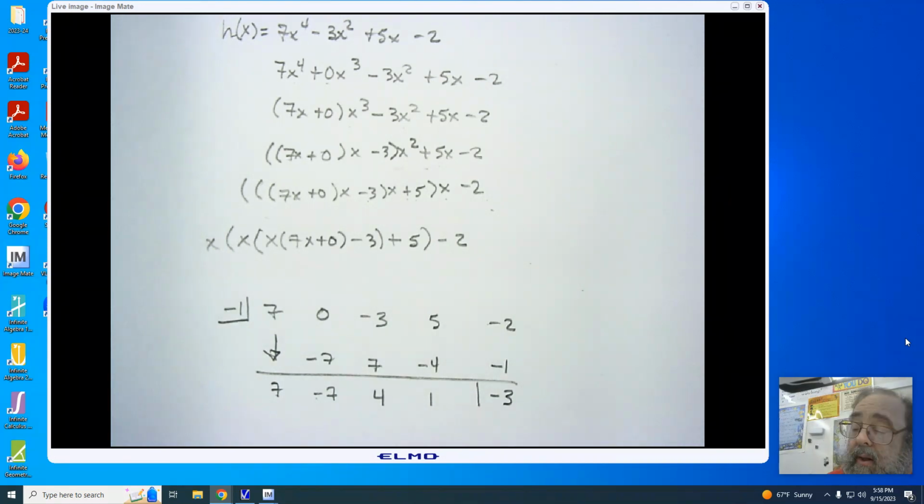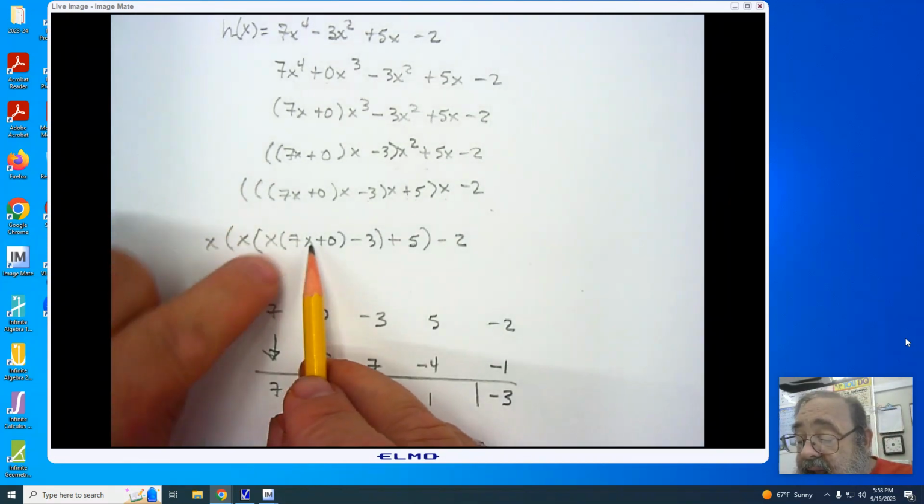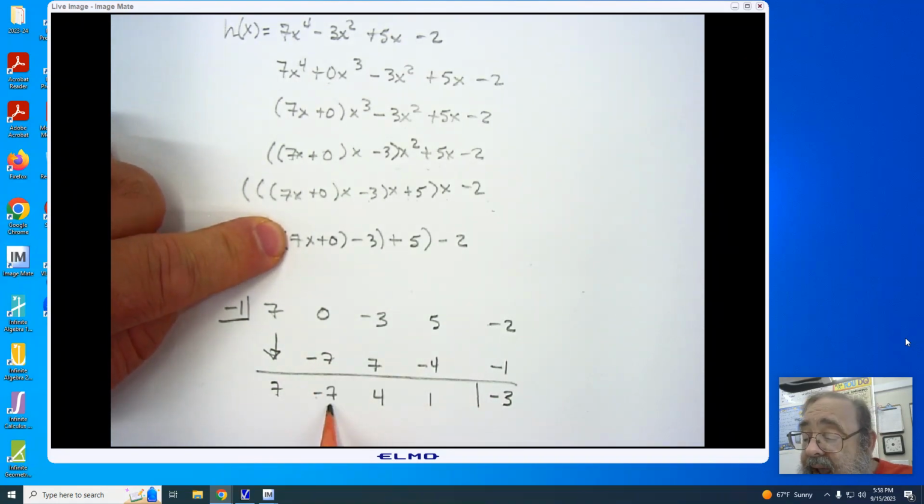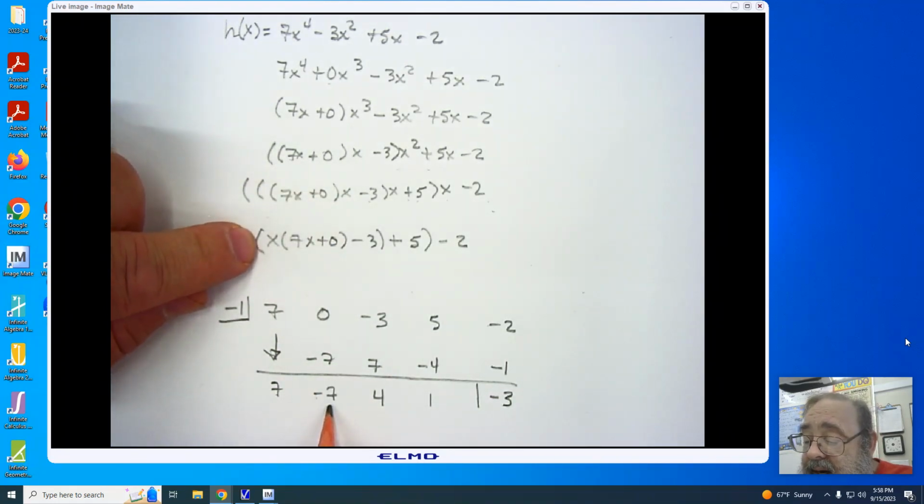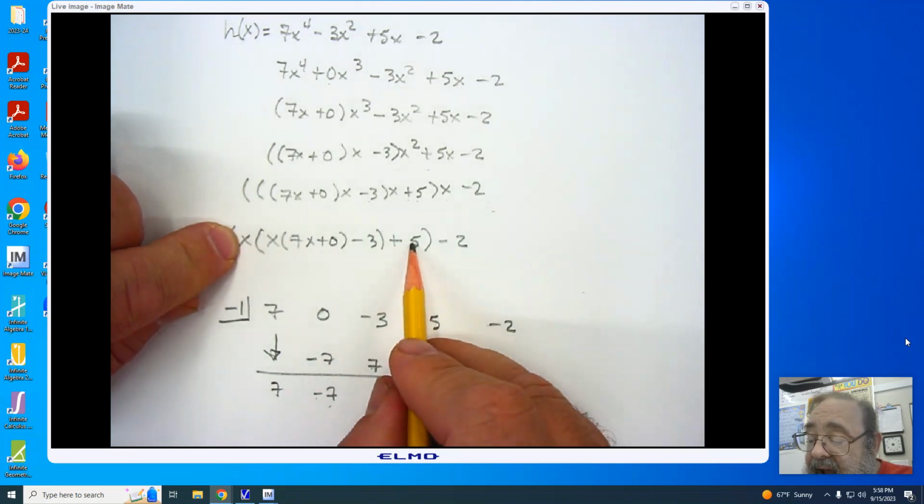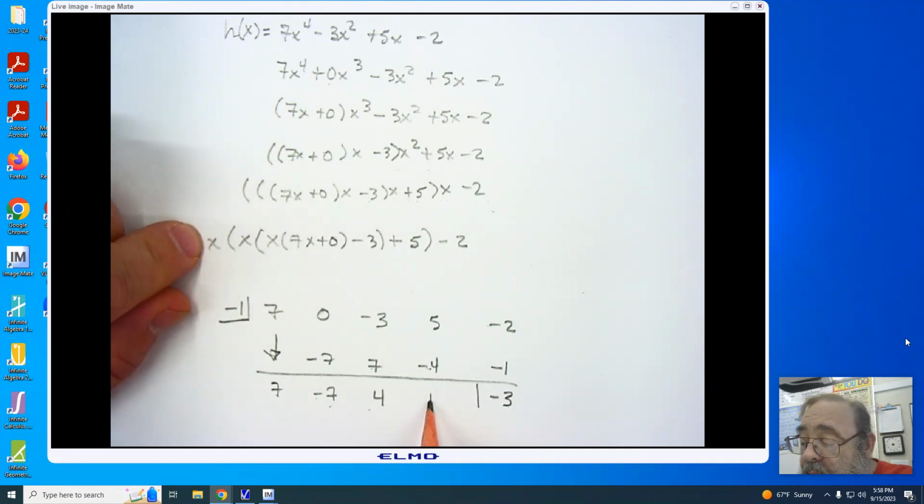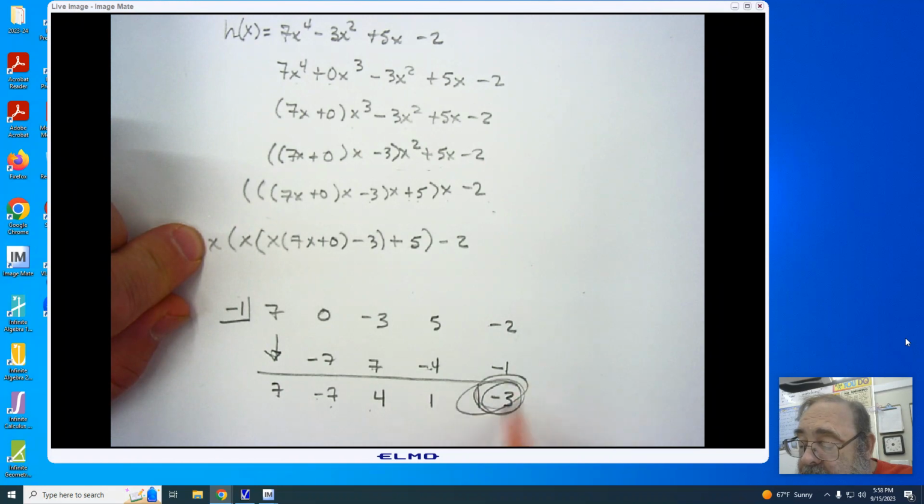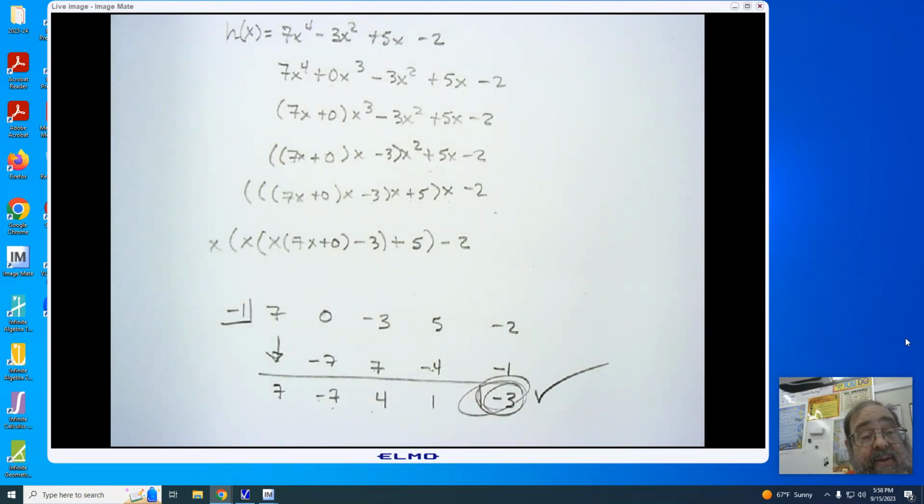Here we go. Let's just check. 7 times the negative 1 is negative 7 plus 0 is negative 7 times the negative 1 makes positive 7 plus the negative 3 makes 4 times the negative 1 makes negative 4 plus 5 makes 1 times negative 1 makes negative 1 plus the negative 2 makes negative 3. Check. That is nested form for a polynomial and how it relates to synthetic division.